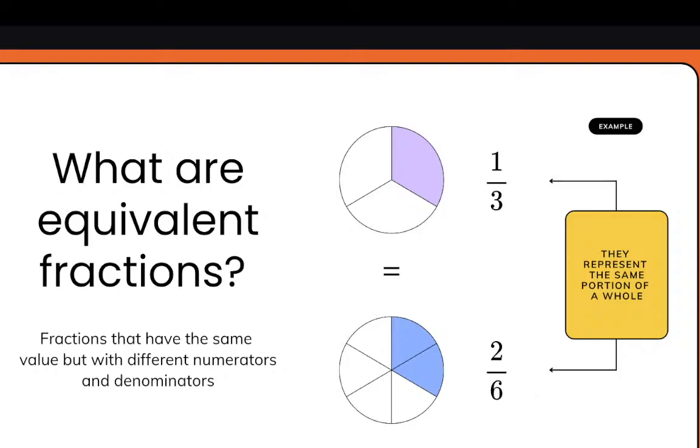For example, let's look up here. 1/3 and 2/6. When you first look at the denominator, it might not look the same, but if we split the 3 into 6, 1, 2, 3 right here, we would have 1, 2, 3, 4, 5, 6 total pieces. And then for the numerator, we'd have 2 shaded, which is what we have here, 2/6. So that means both of them are equivalent fractions.